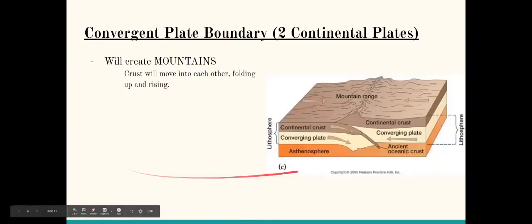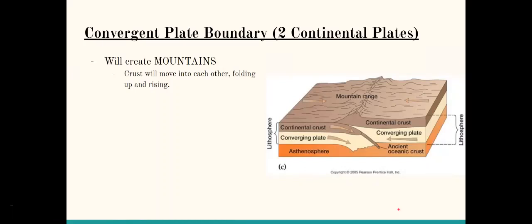Additionally, you can also have convergent plate boundaries when there's two continental plates. So that just means that two pieces of land are pushing against each other slowly. And what this is going to do is it's going to create mountains. The crust will move against each other, folding up and rise up to create mountains.